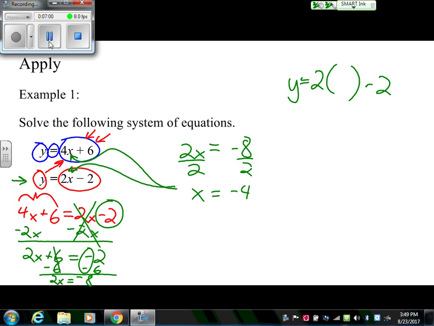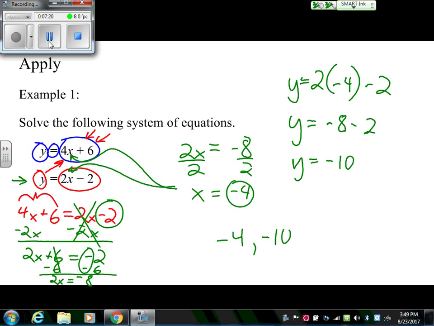Now, what is x equal to? I know x equals negative 4, so let's plug that in for where the x used to be in the equation. I end up with y equals negative 8 minus 2, and that simplifies to become y equals negative 10. So my final answer is negative 4, comma, negative 10. And we can write that as an ordered pair.